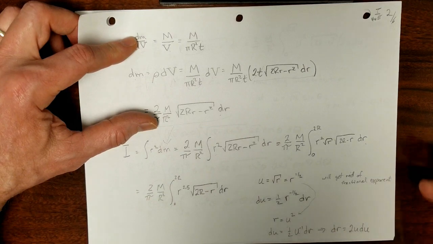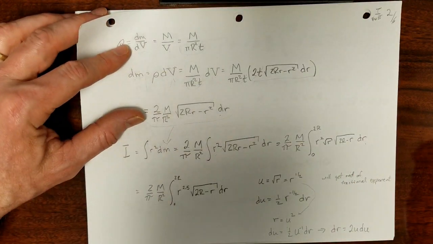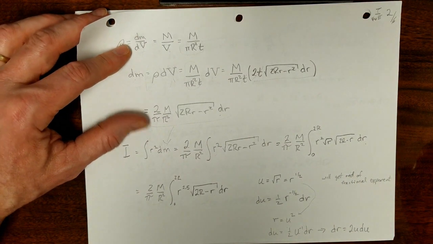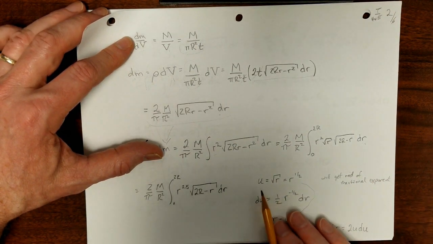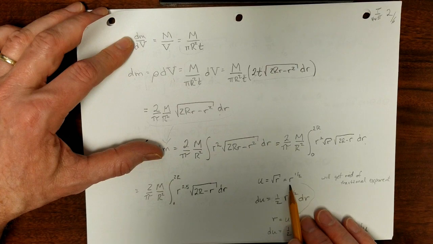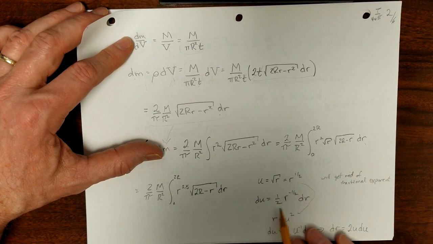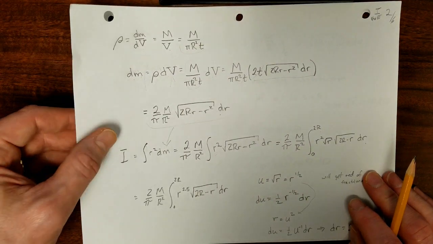So the question is, how do you actually solve that? And that requires looking it up, or trying to figure out how to solve it. So I let u equal the square root of r, which is r to the 1/2. So there's my du. In terms of dr, we end up with dr is equal to 2u du. This is going to allow us to get rid of our fractional exponent.